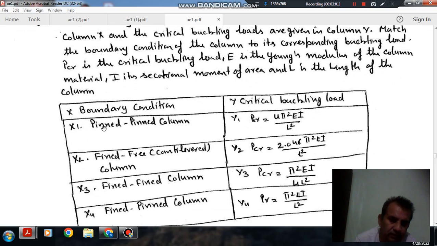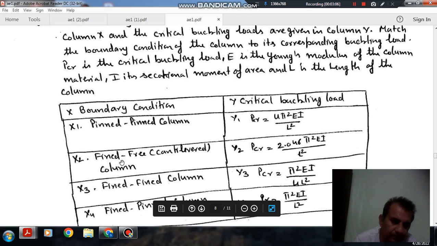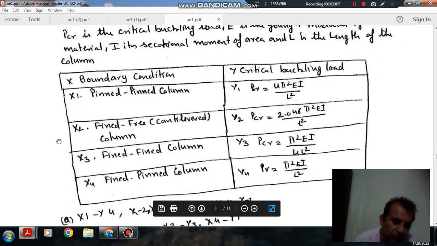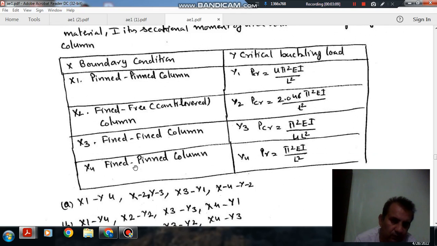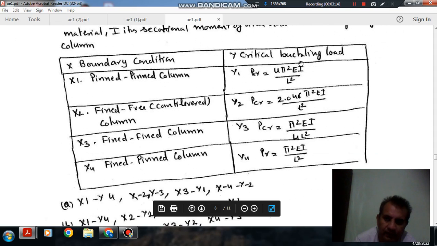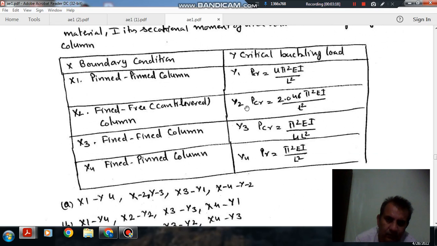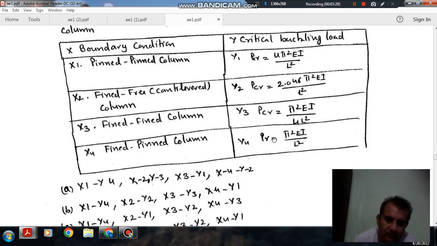So these are the boundary conditions: x1 is pin column, x2 is fixed free cantilevered column, x3 is fixed column, x4 is fixed pinned column, and the critical buckling loads are: y1 is PCR 4 pi square EI by L square, y2 is PCR 2.046 pi square EI by L square, y3 is PCR pi square EI by 4L square, y4 PCR is equal to pi square EI by L square.